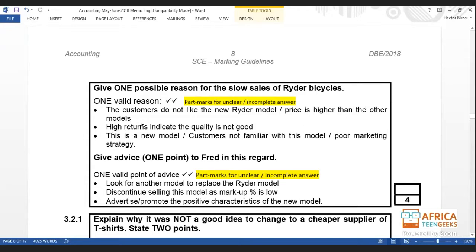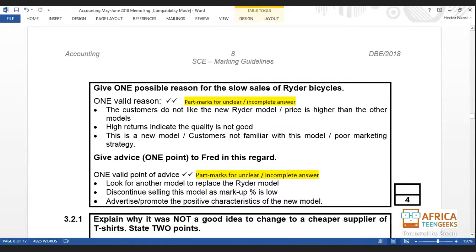We know that the higher returns indicate the quality is not good. And also, this is the new model. Customers are not familiar with these models. So there's a poor marketing strategy also. And this is a possible reason why there's a slow sale, because not everyone is familiar with this new item of a bicycle.